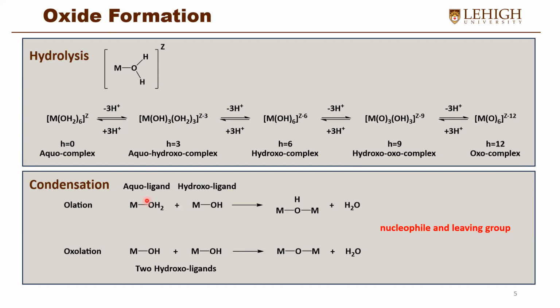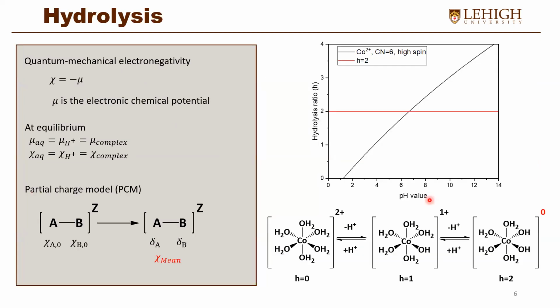Here, the alkyl ligand serves as the leaving group, and the hydroxyl ligand can serve as the nucleophile and the leaving group. But in general, the acyl ligand is not involved in the condensation part. So how to predict the hydrolysis product? We start from the definition of electronegativity.